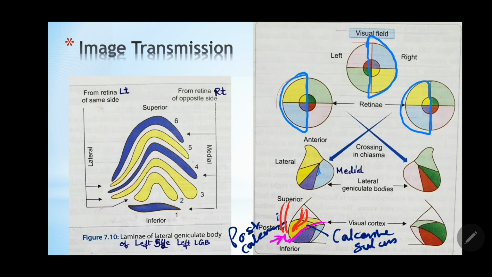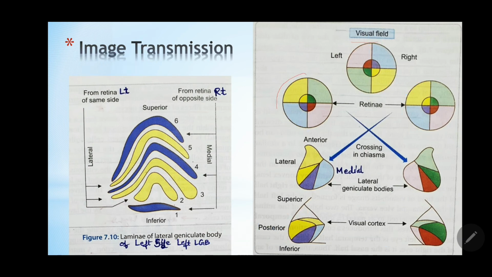Okay, and just a fast view of the fibers of the opposite side. Why not have a fast look at this also? When the object is placed on the left side of the visual field, it will transmit its image on the right side of both the eyes. That image will be formed on the right side of the retina of both the eyes, right?